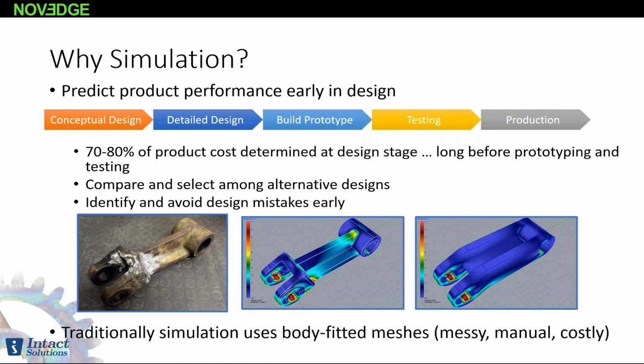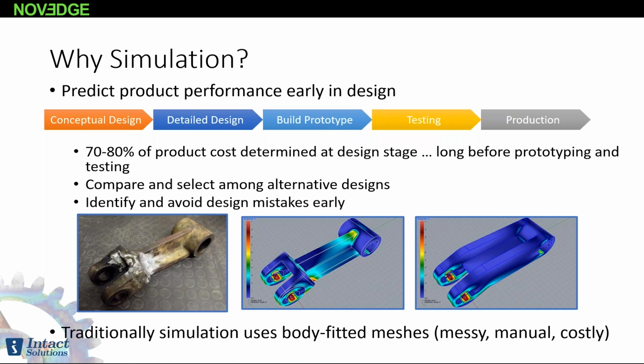So traditionally, simulation uses body-fitted meshes. So we're talking finite element analysis, where the finite element mesh becomes a representation of the geometry. So we have a body-fitted mesh where the mesh has to basically fit to the geometry of the shape. This process of creating a mesh is extremely messy. It's typically very manual. It's also very costly.